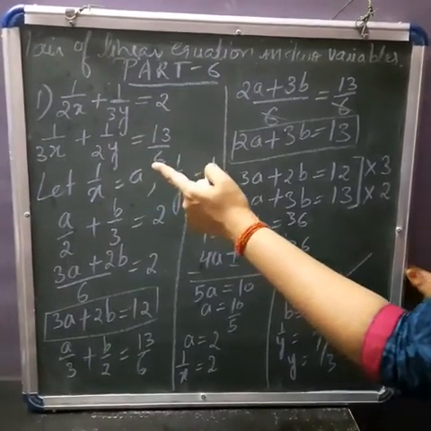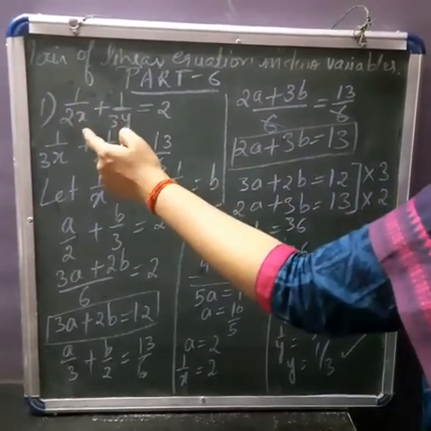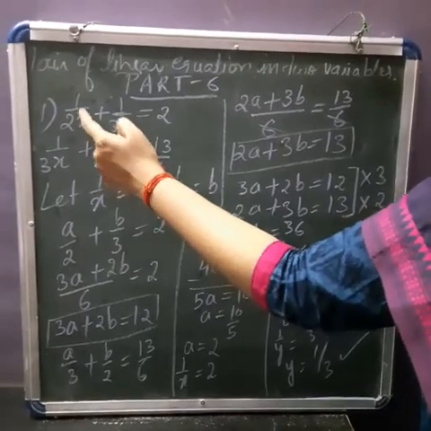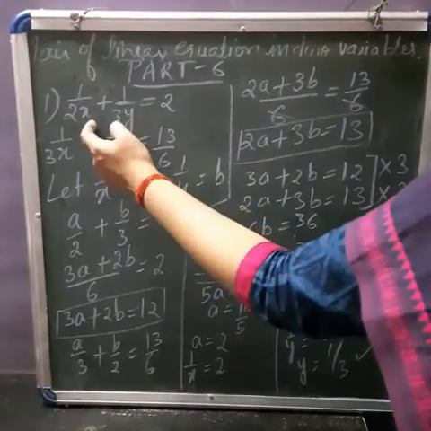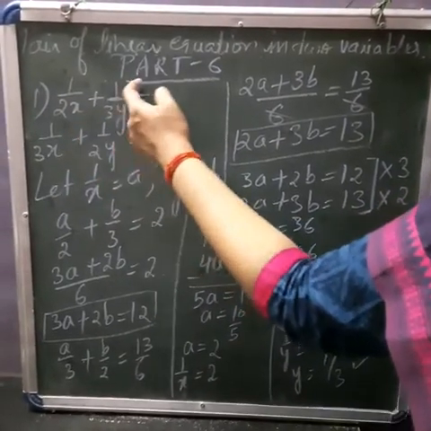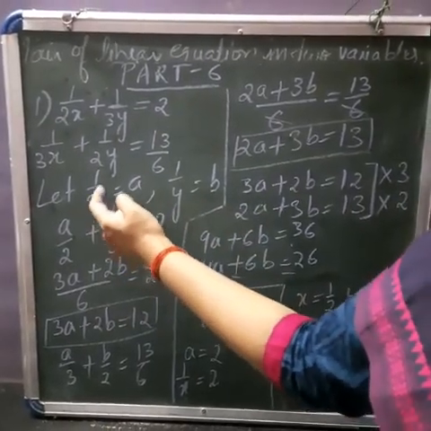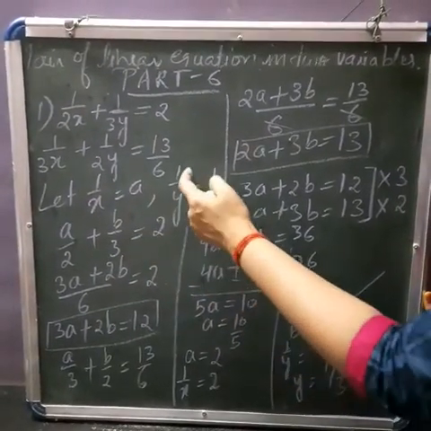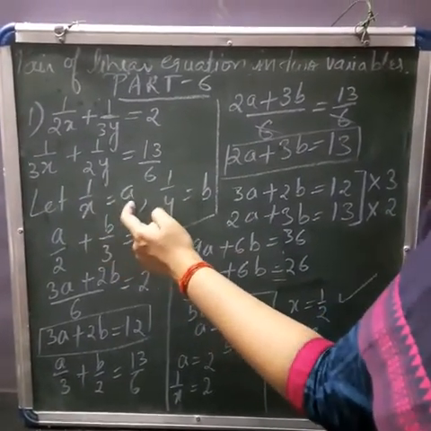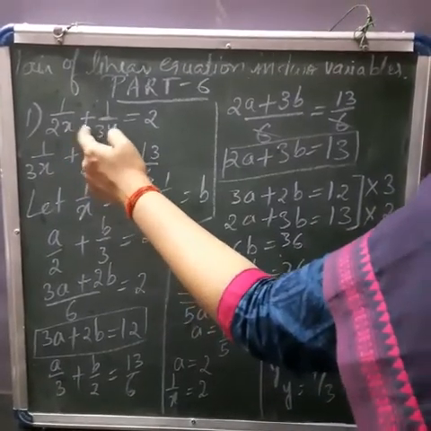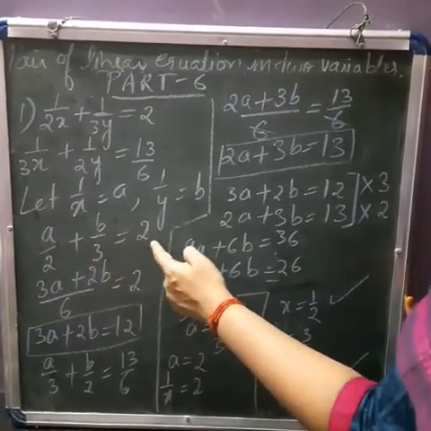Here I am taking the elimination method to solve this equation. So first, in these types of questions, here we have 1 upon 2x and 1 upon 3y. So first of all you will take 1 upon x and 1 upon y as a and b. First you will write, let 1 upon x is equal to a and 1 upon y is equal to b. When you put 1 upon x is equal to a in equation number 1, the form of equation number 1 will be a upon 2 plus b upon 3 is equal to 2.